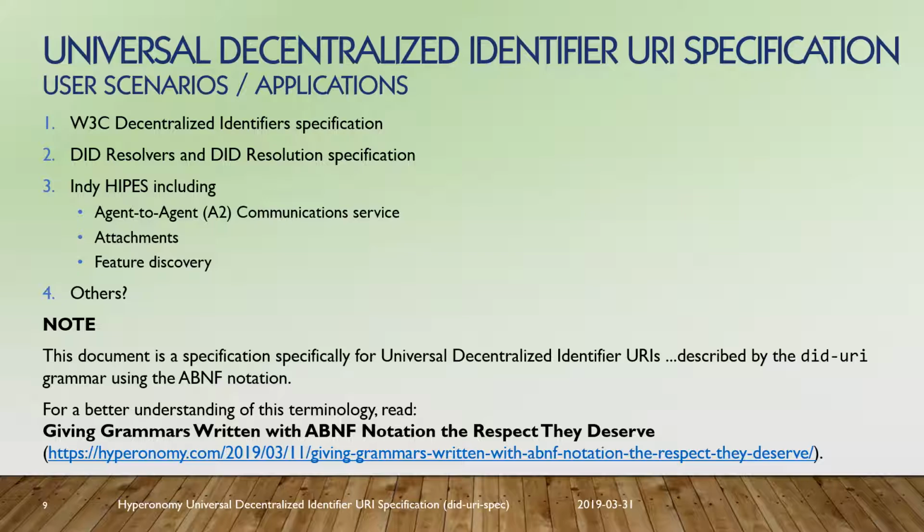So this document is a specification, again, just to repeat myself a bit, specifically for the decentralized identifier URLs, as described by the did URL grammar, that is defined using the ABNF notation. For a better understanding of the terminology we're using here, grammar, notation, etc., I refer you to this article, Giving Grammars Written with ABNF Notation the Respect That They Deserve. And I think I'm going to show a screenshot of that fairly quickly, and you'll find that on my blog.